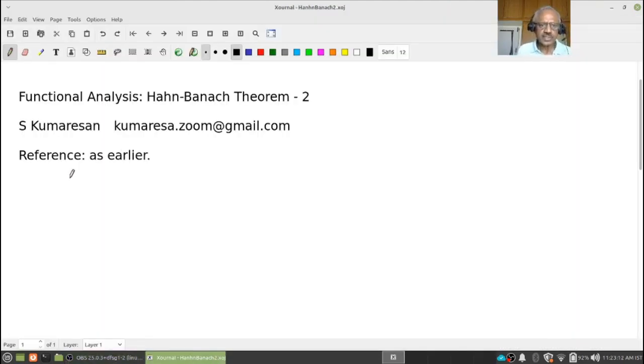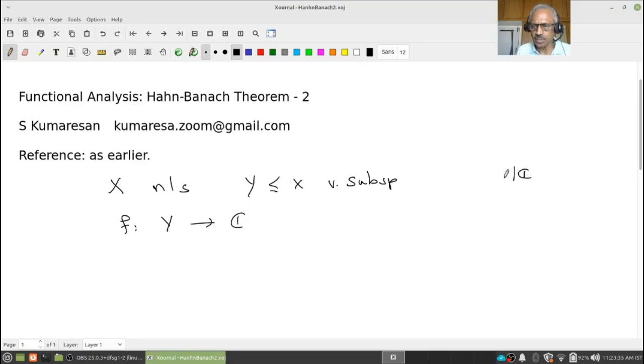So let us recall, what did the Hahn-Banach theorem say? It said that if X is a normed linear space, Y is a vector subspace, just a vector subspace, no topological condition, and if f is a continuous linear functional on Y, assume this is a vector space over C or over R. Okay, let us stick to R first.